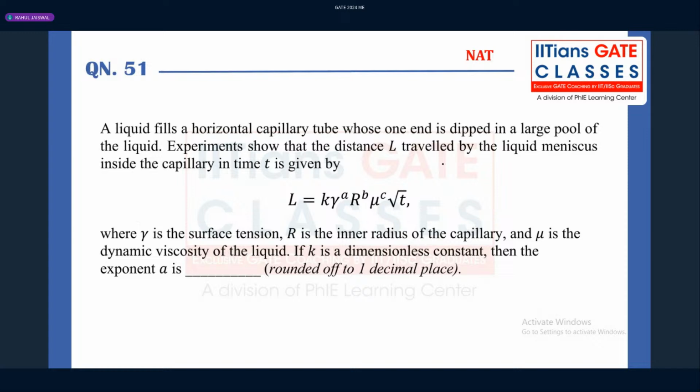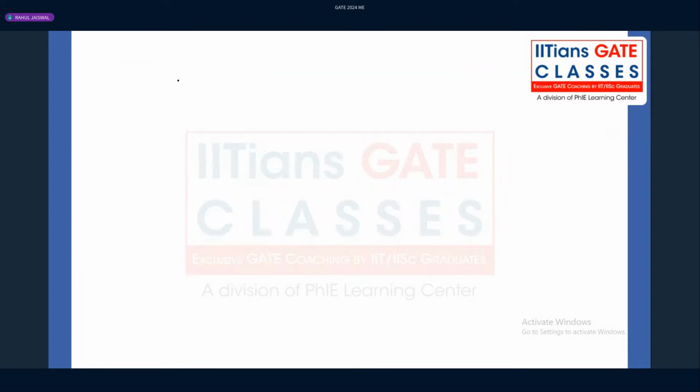If K is a dimensionless constant, then what will the exponent a be? So here, guys, try to observe. Here we can directly solve by comparing the dimensions. Here what they have given is L equal to K, with r to the power b. What is the dimension of L? It's L only. K is a constant. What is the dimension of surface tension? Surface tension is basically F by L, and F is M L T minus 2, over L.